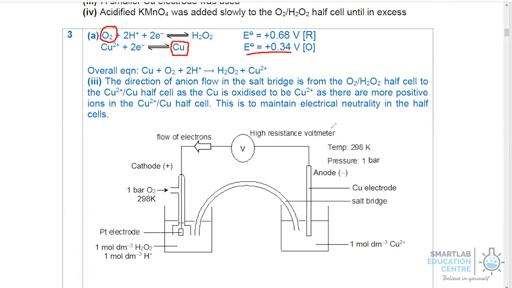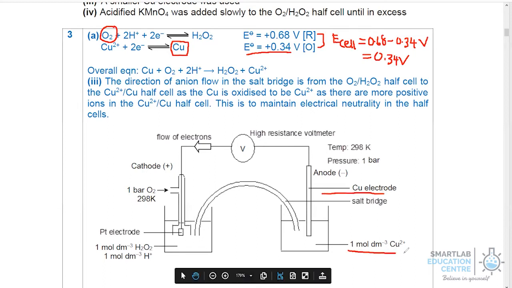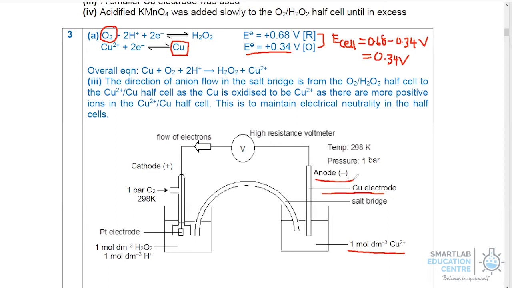If we are asked to draw an experimental setup to determine the cell potential, the E cell value in this case will be 0.68 minus 0.34 volt, and that will give a value of 0.34 volt. In the experimental setup, we will have copper as the electrode, with a concentration of Cu2 plus of 1 mole per dm cube. The copper itself, as explained earlier, will be the anode since it oxidizes. On the other hand, we will have 1 bar of oxygen, temperature 298 Kelvin.